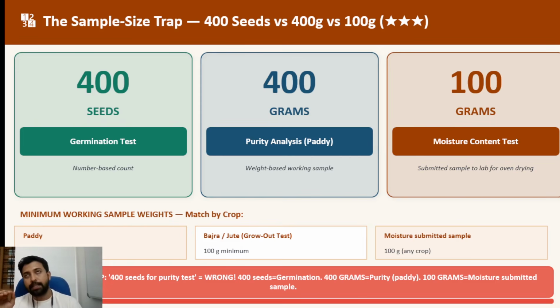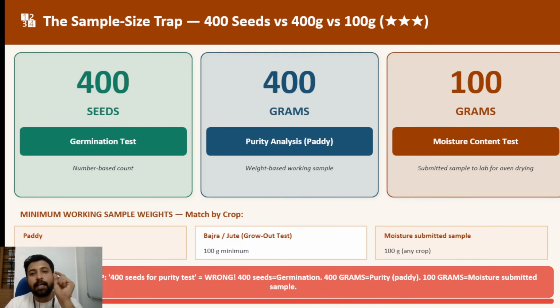For each and every crop there is a minimum sample size for each and every test, and similarly there is a minimum sample size for each and every crop. Got it? For example, here I have given the example of paddy, bajra and others. For paddy you have 400 grams for purity testing, and for jute, for grow out testing, for the vigour grow out testing you need 500 grams of seeds, and for moisture analysis you need 100 grams of seeds in most of the varieties.